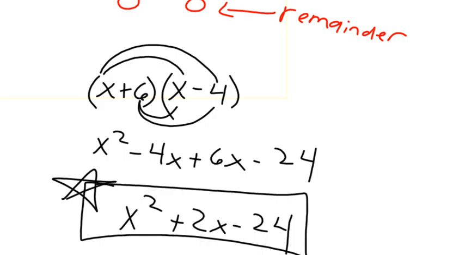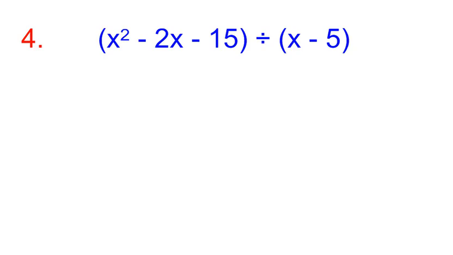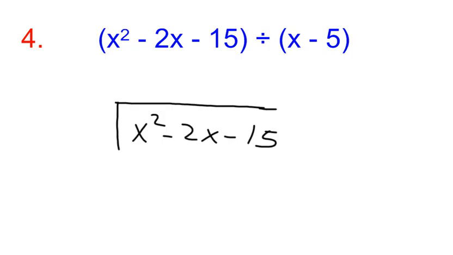All right. You guys just had a lot of information just thrown at you. Why don't you pause the video, try this one on your own, and see if you get the exact same answer that I get. First thing you do, draw your division bar. So we're going to have x squared minus 2x minus 15. That is my dividend. I'm going to put that under my division bar. And my divisor, x minus 5, goes on the outside.